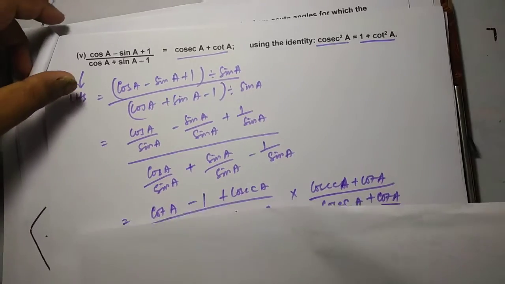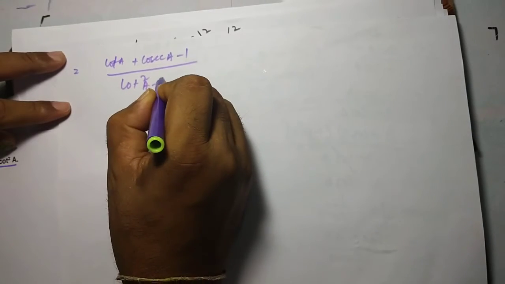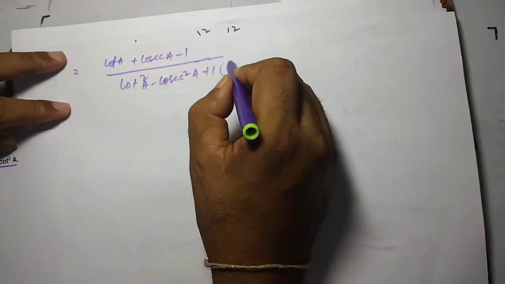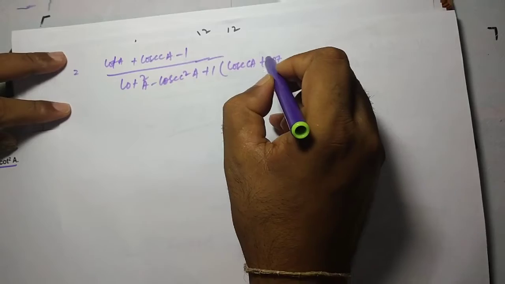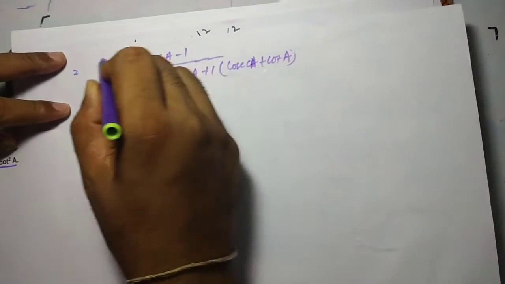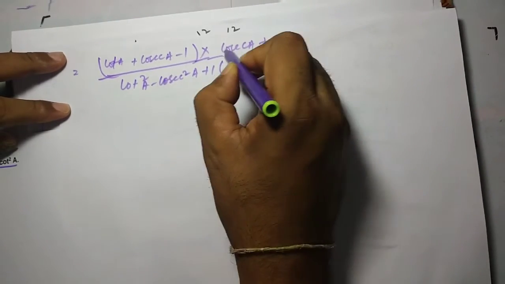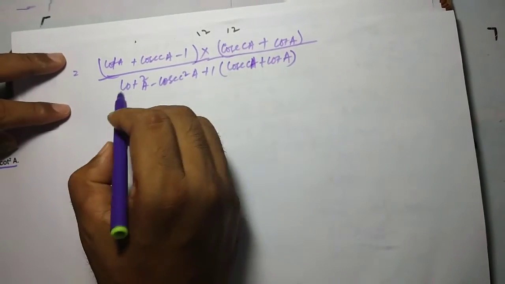Okay, now do with this, this will come cot A plus cosec A minus 1 over cot square A minus cosec square A plus 1, whole into cosec A plus cot A, and on the top it was cosec A, which we have earlier multiplied to both the numerator and denominator, so it is the same.